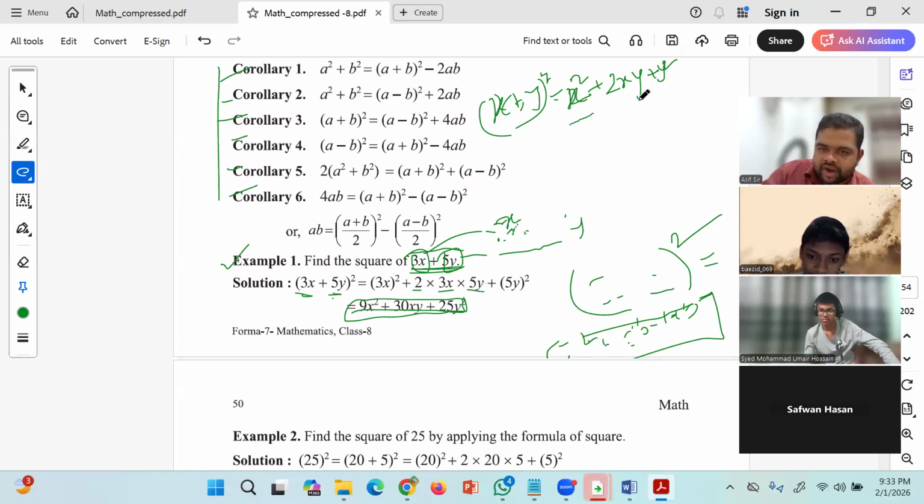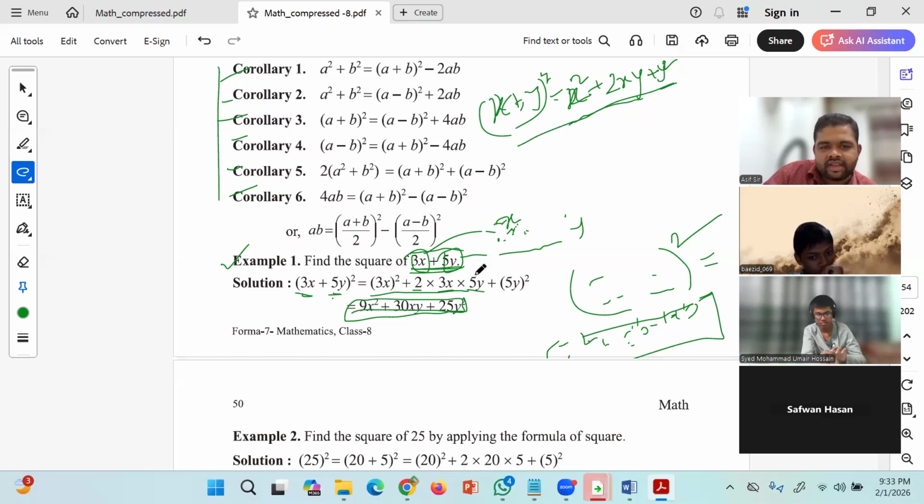So far we have found these two sections. 3x is the x square, 2 is the 2 given in the formula, 3x is the x, and 5y is the y. So the remaining part is y squared, so we have to write the y square. But here y square means 5y square, isn't it? Y is 5y, so we have to use 5y whole square. This is the application of this formula.